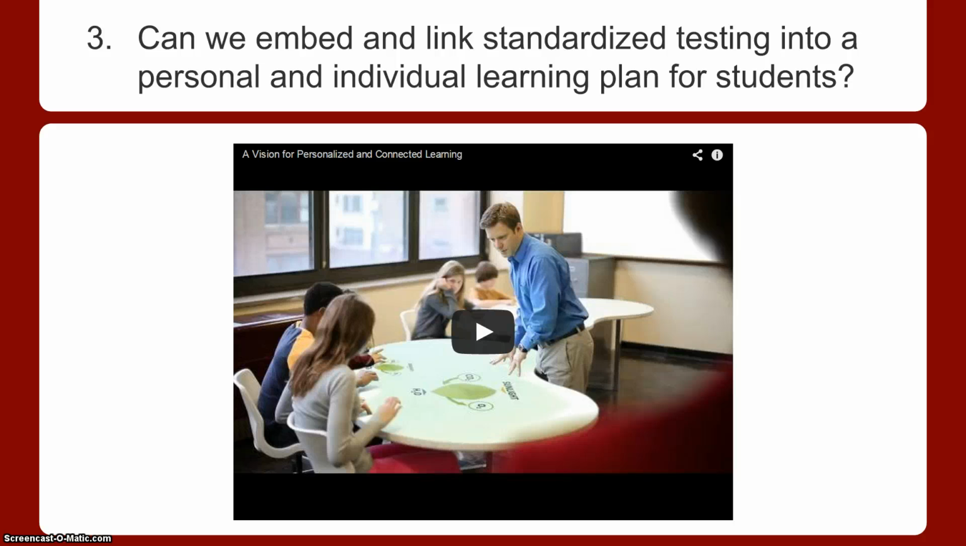Okay. Another solution that we came up with was the idea of standardized testing as part of a connected learning model. This is a video that was made by Pearson, and it talks about a whole assessment process that's embedded with individual learning plans with technology and tablets. And there's a section in the video where it looks at administrators and their particular role in helping teachers as part of the learning process.